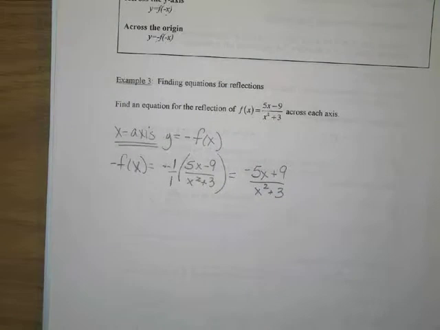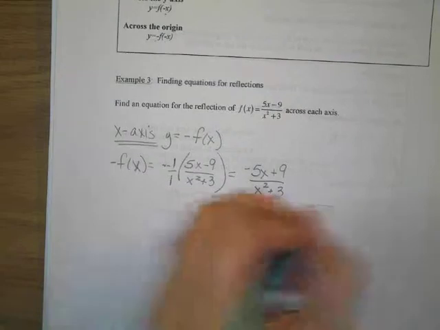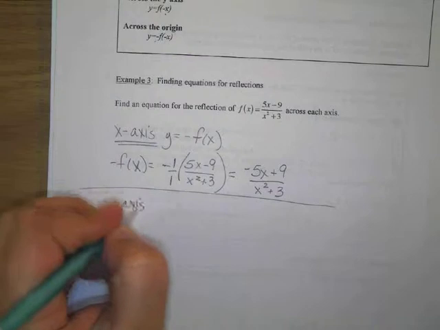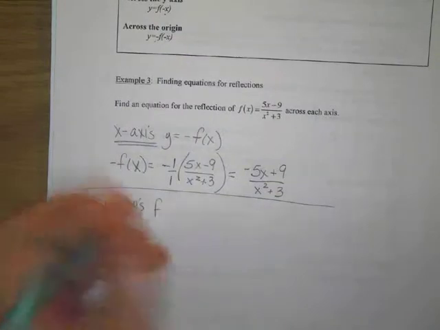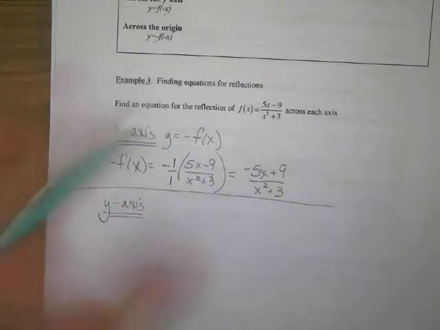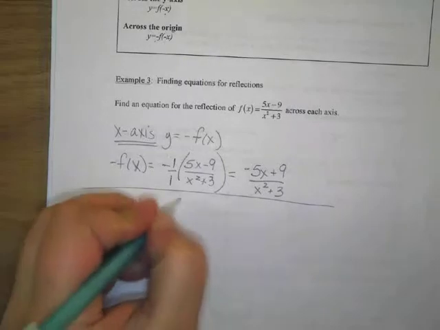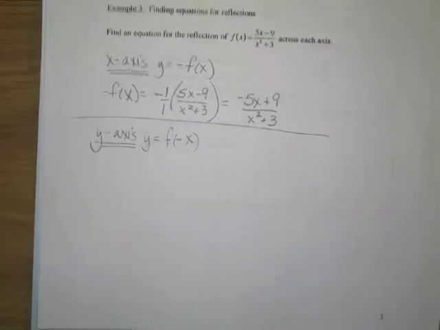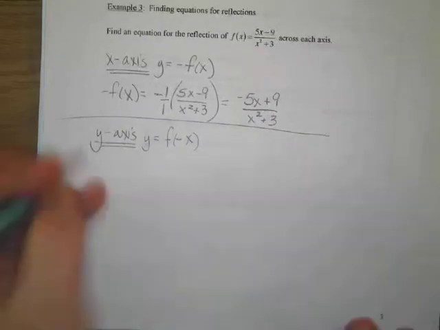And now we're going to do it through the y-axis. So y equals f of -x. So we're going to replace all of our x's with a -x.